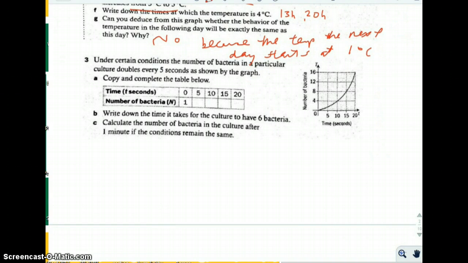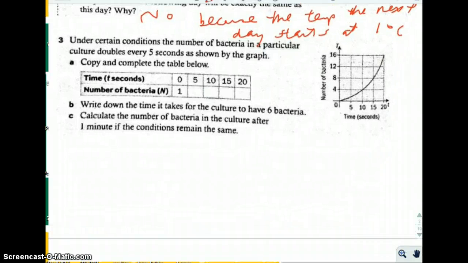Under certain conditions, the number of bacteria in a particular culture doubles every second as shown by the graph. Copy and complete the table below. Let's see. So if every 5 seconds it doubled, we could just fill this in pretty easy, right? So at 0 seconds, the total bacteria is 1. 5 seconds later, the total bacteria is 2. 10 seconds later, the total bacteria is doubled, 4. Then 15 seconds, it's 8 and 16.